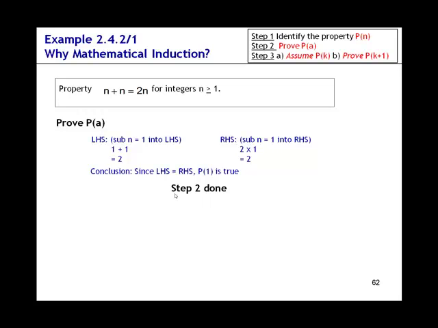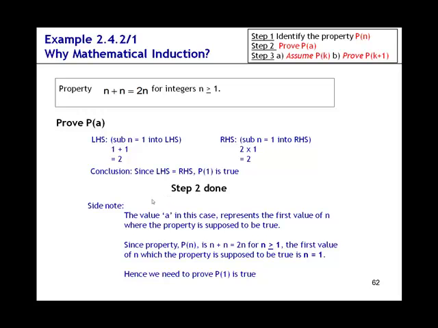Okay, we have proven that the property is true for the initial term. The value A in this case represents the first value for n in which the property is supposed to be true. So in this case, we say the property is true for n greater than or equal to 1. That means our initial value is 1. Since property Pn is n plus n equals 2n for n greater than or equal to 1, the first value is actually n equals 1. So that's why we need to prove that P1 is true. We are done with step 2, so we can proceed to step 3 now.